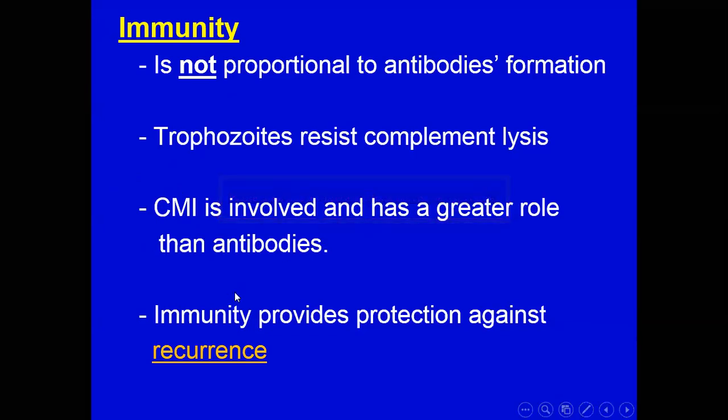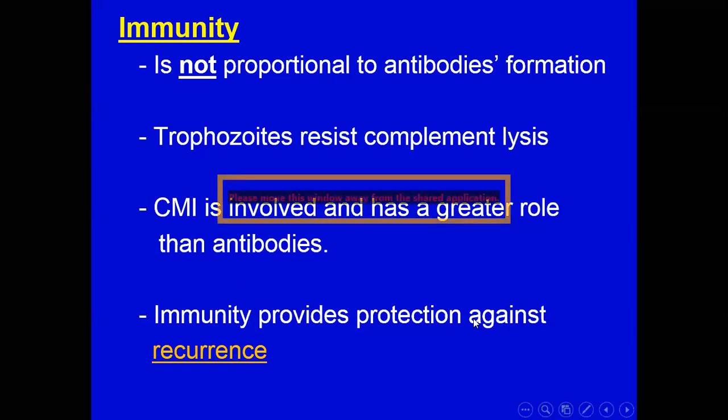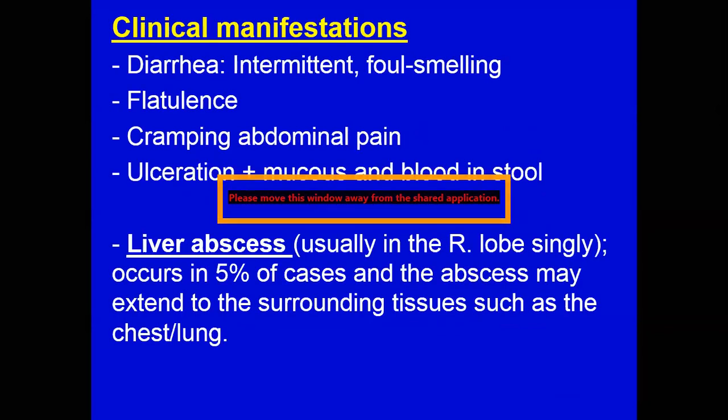Immunity in general, both antibodies and cell-mediated immunity, provide protection against recurrence. If you treat the patient to cure them, then this immunity can protect against recurrence. Clinical manifestation: you get diarrhea, as I said, intermittent.